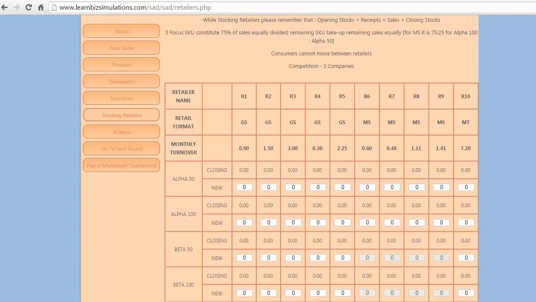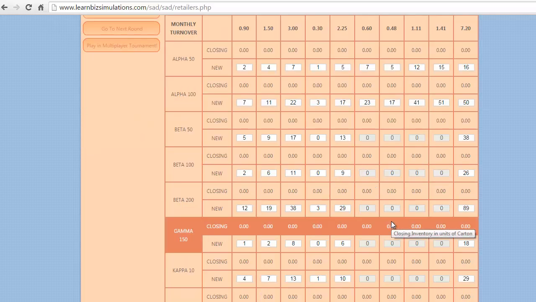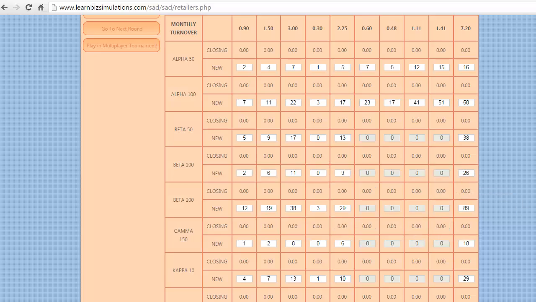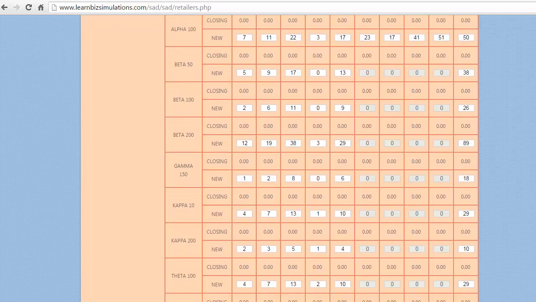For example, high value products like Gamma 150, Theta 100 and Theta 300 can be stocked only at certain type of stores. Considering the size of business done by retailer R4, stocking more of Theta 300 or Gamma 150 might not make much sense. Using this basis, we go ahead and stock the retailers. Having completed the stocking, now let's execute to see results by clicking on the Go to Next Round button.